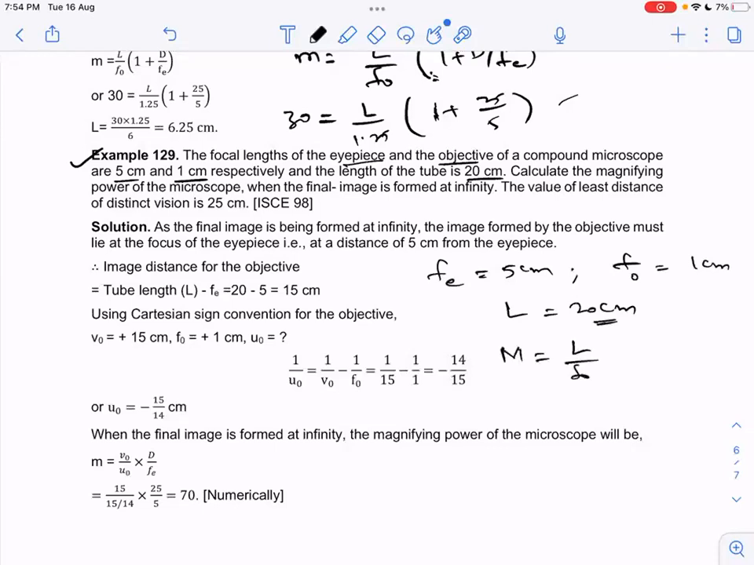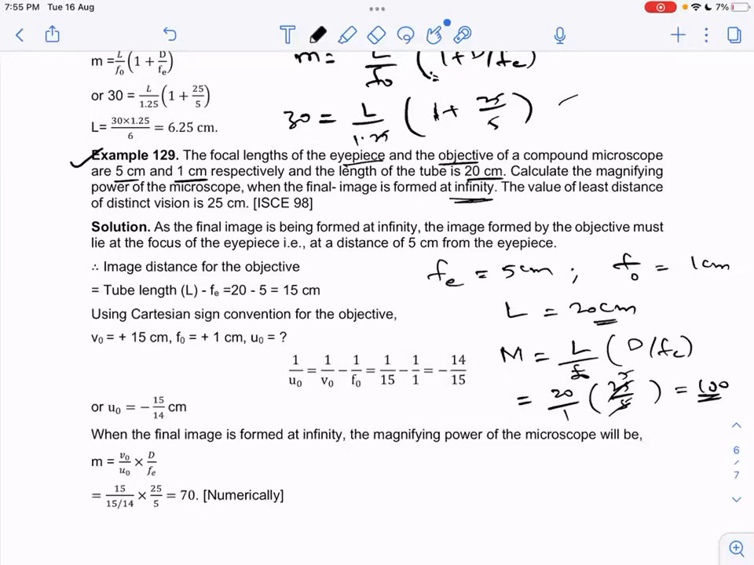So M is equal to L divided by F naught into 1 plus D by Fe. So when the final image is formed at infinity, it is D divided by Fe. L is how much? 20, divided by F naught, which is how much? 1 centimeter. 1 into D, which is 25, Fe is 5. So it comes out to be 100. But I made a mistake. The answer is not 100.